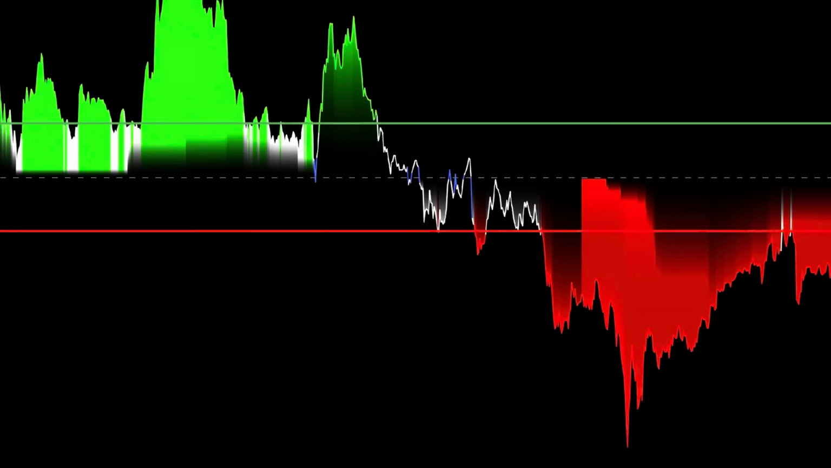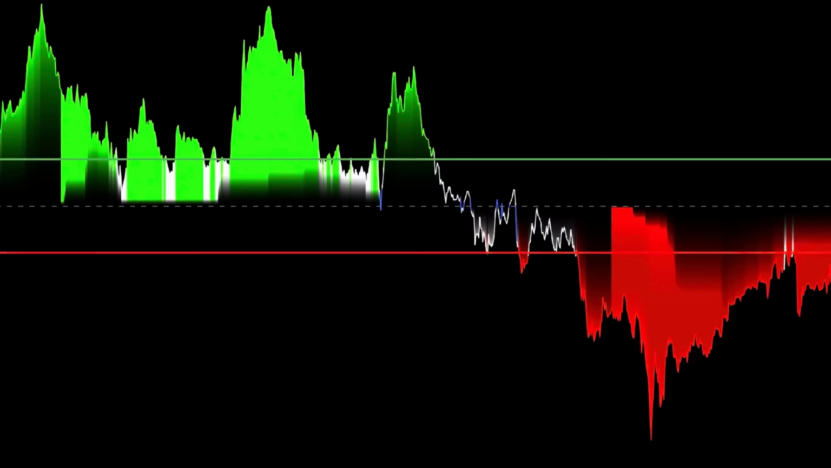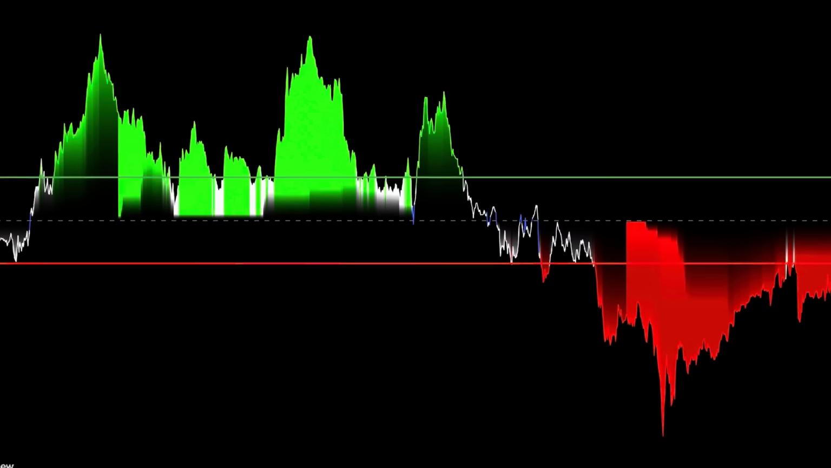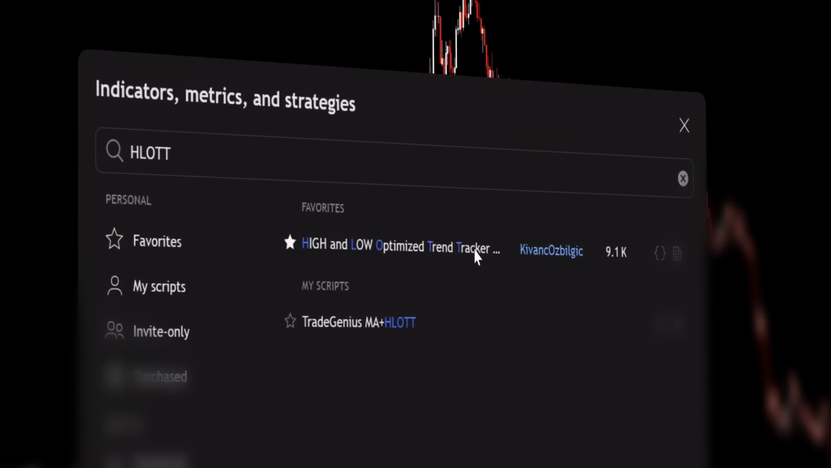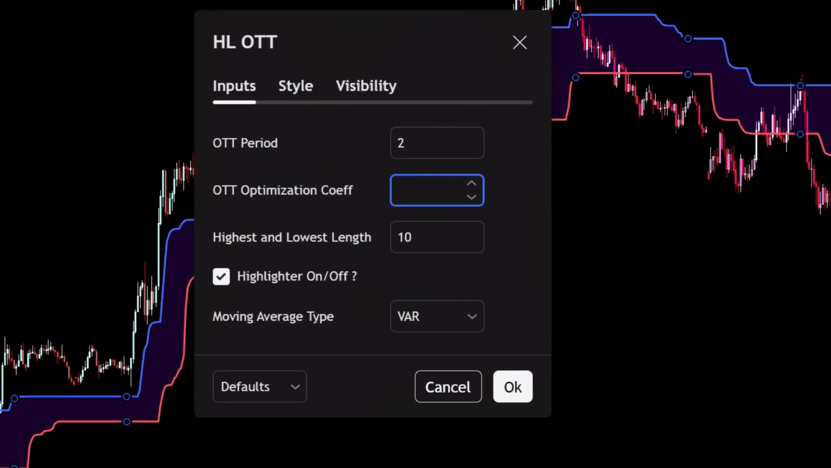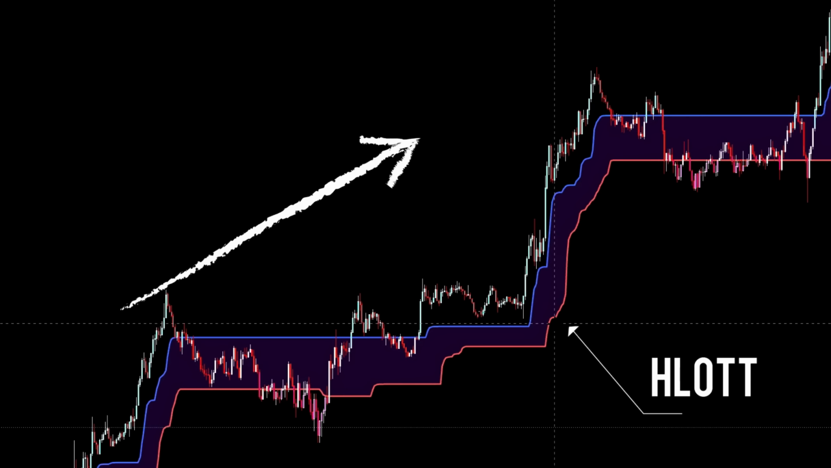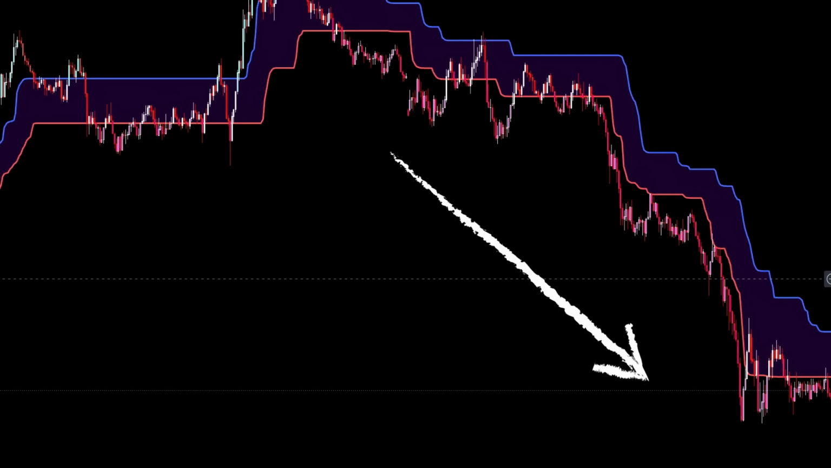One glance at this panel and look, you already know more about this chart than most people staring at bare candles wondering why they keep losing. Okay, second piece. That one's called HLOTT, High and Low Optimized Trend Tracker. And my settings, and again these matter: OTT period 2, optimization 2, highest and lowest length 10. The rule you need to remember is this: price above the HLOTT band, uptrend; price below it, downtrend. That's it. That's the whole rule.